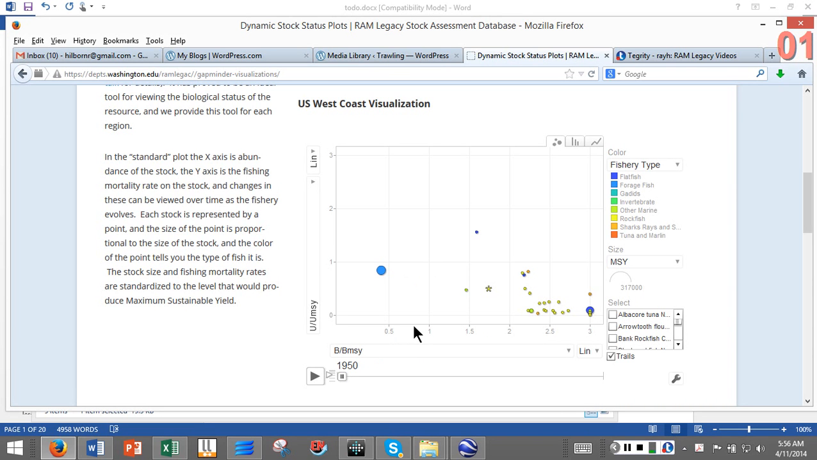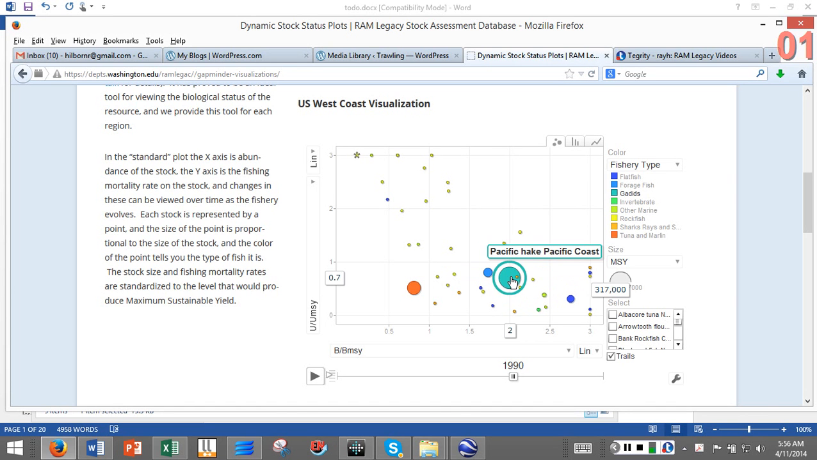I'm going to move the time slider forward to 1990 when we have most of the U.S. West Coast stocks represented. That gets us to 1990. The size of the circle is proportional to the potential maximum sustainable yield, so the big circles are generally larger stocks. The color indicates the taxonomic group, so this Pacific hake is a gadid. This albacore tuna is a tuna and marlin.